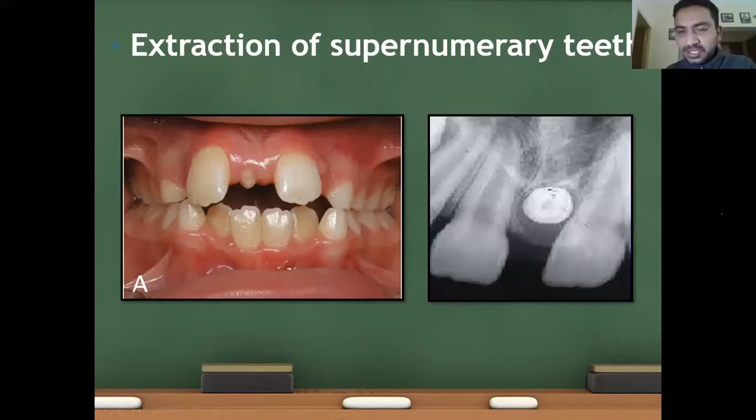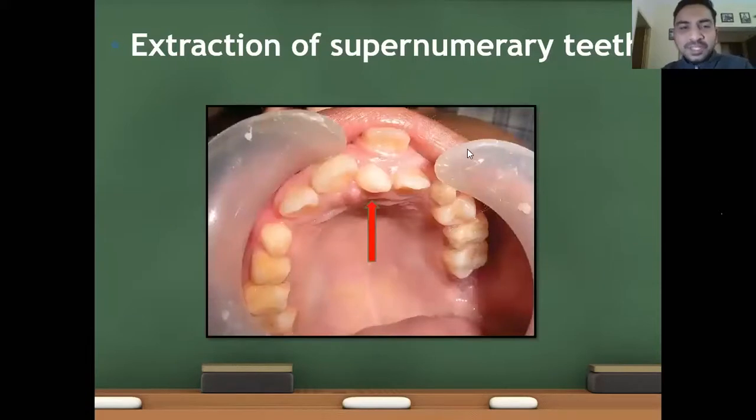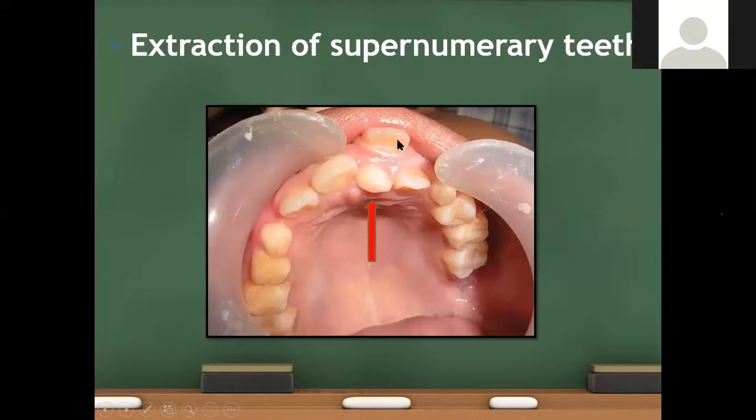So extraction of supernumerary teeth is the next point, which we can do as a part of preventive orthodontics. As you can see in this example, this is the supernumerary tooth, and this is the permanent tooth that has been displaced this far labially. Had this been detected very early and extracted, probably this tooth would have erupted in its normal position, or at least close to the normal position. In this particular case, this might require orthodontic treatment. Extraction of supernumerary teeth very early in life is a part of preventive orthodontics.